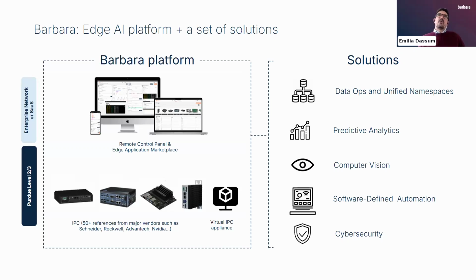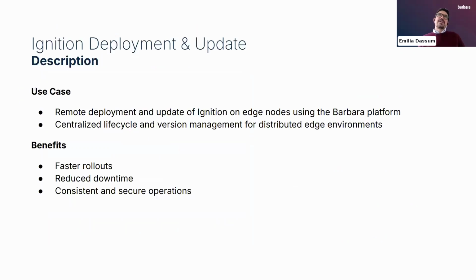Today, we will cover a couple of use cases. The first one: we have a physical edge node available in our lab, an Advantech 3301 equipment, and we will deploy an Ignition instance on it. Deploying an instance, the installation of Ignition, can sometimes be tricky. We will see how easy it is to deploy it remotely on a machine using Barbara.